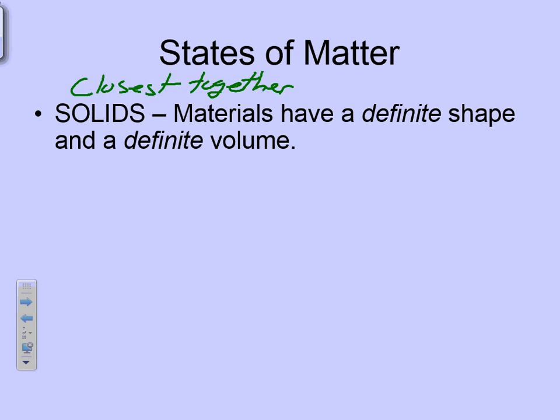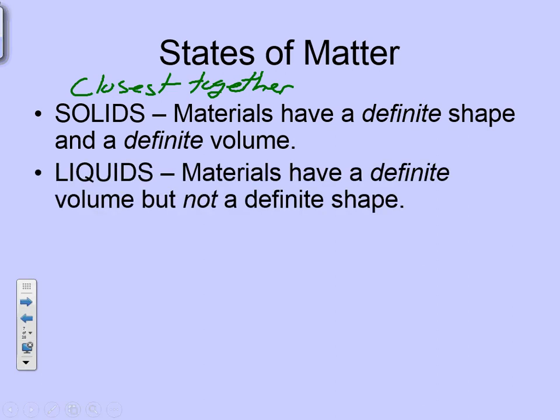Then we talk about liquids. Liquids have a definite volume but not a shape. I can measure out 100 milliliters, but what's the shape of 100 milliliters? It could be the size of the graduated cylinder I poured it in, or the beaker I poured it in. Or what if I dumped 100 milliliters of water on the floor? What shape is that going to take? So liquids do have a definite volume but not a definite shape, and their molecules are intermediate together. They're not the closest together, but they're not the farthest apart.